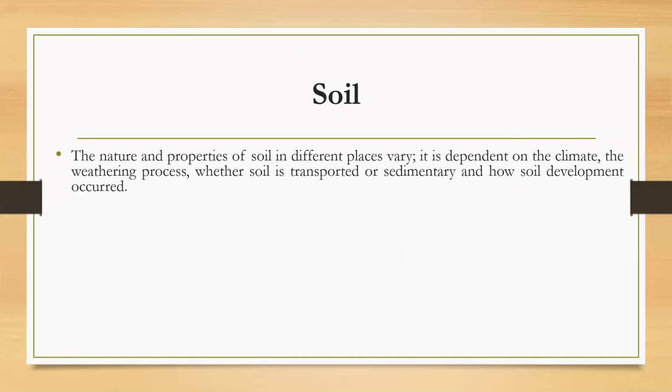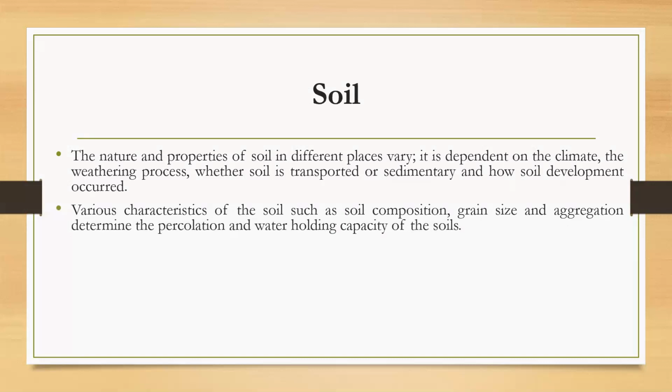As you move downwards, there is a decrease in the fertility. Normally at the top level, the fertility is very high. The nature and the properties of the soil in different places vary. It is dependent on the climate. It is dependent on the weathering process, whether the soil is transported or sedimentary, and how the soil development occurs. So all these factors determine the soil nature or the properties of the soil.